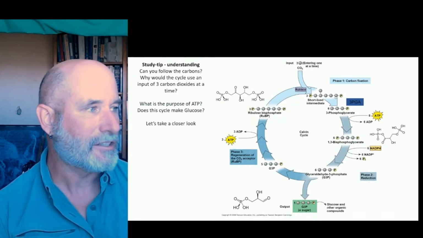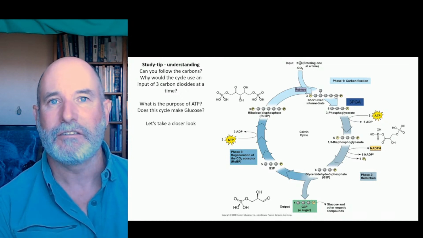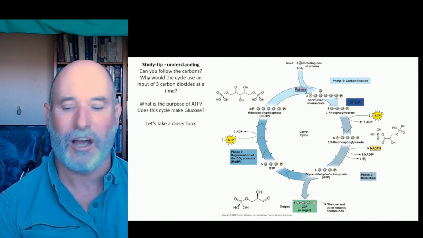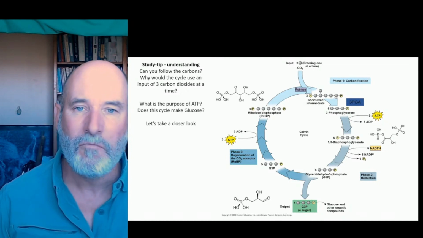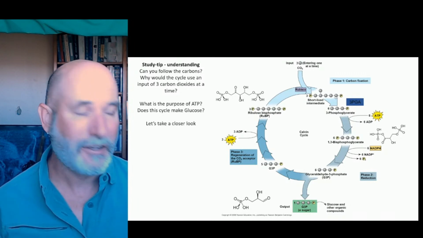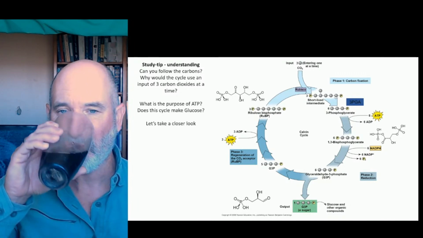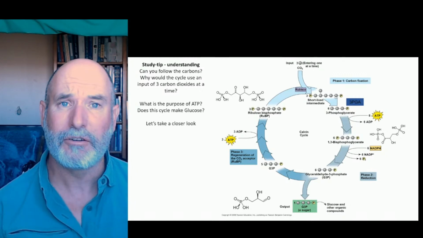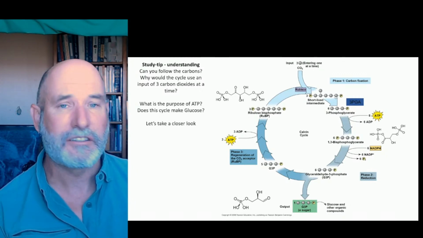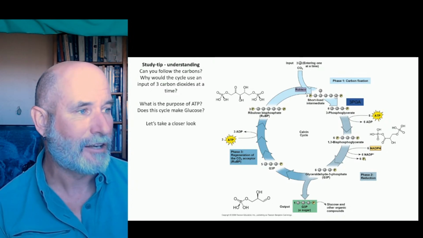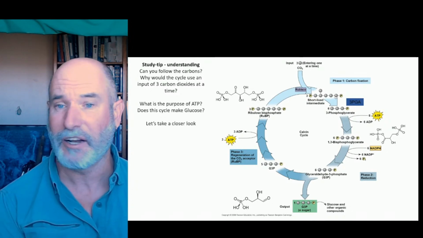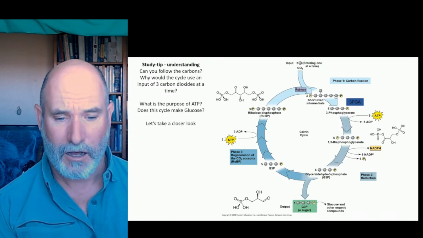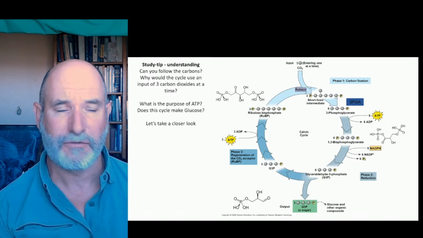So here it is. Let's take a look at it. This is the Calvin cycle. It took Melvin Calvin almost a decade to figure this out. And the big breakthrough was realizing that this is a cycle that goes round and round and round. That's the third part, the regeneration: regenerating RuBP, the ribulose bisphosphate.